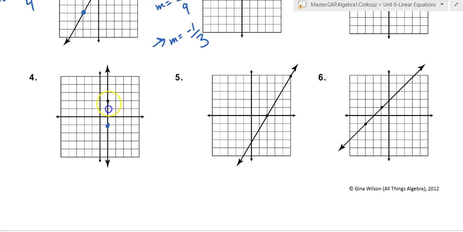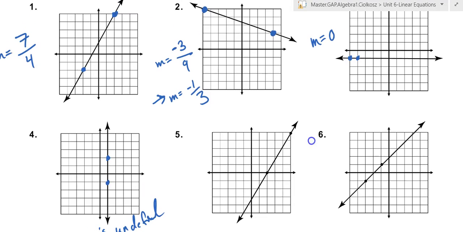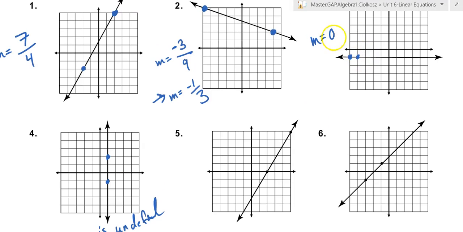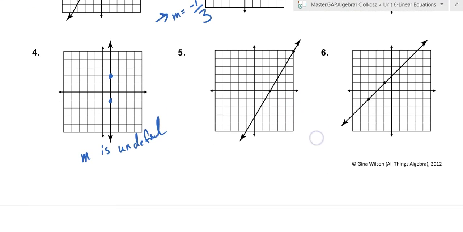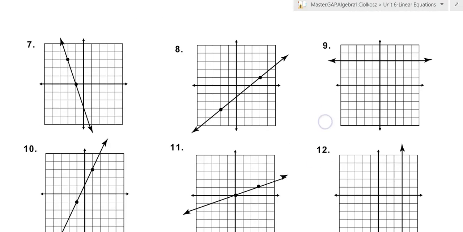Here, we have a vertical line. So, I'm just going to keep going up, but I don't go over at all. That's where we say m is undefined. Definitely items that, how to count the slopes here being that 0 and undefined, those are note card items. The rest of these will be left up to you as practice.